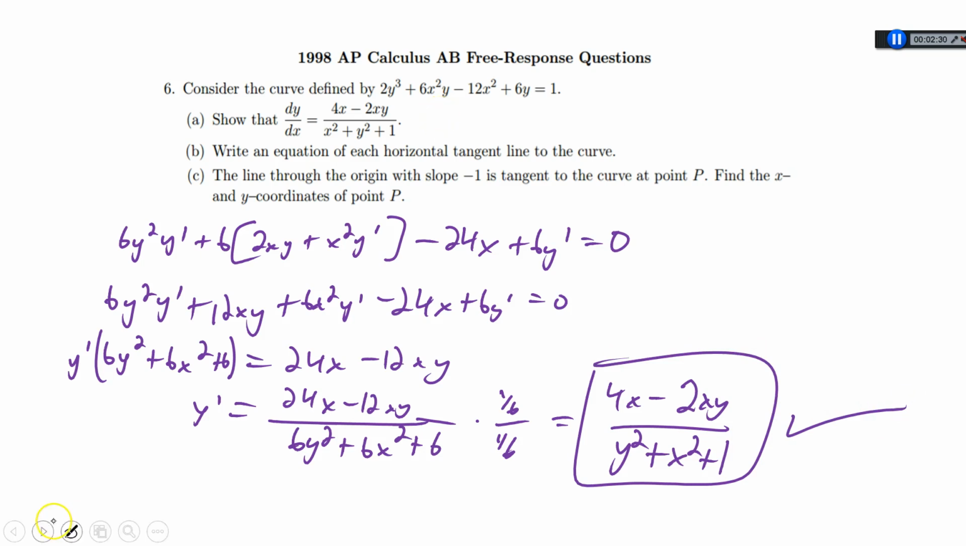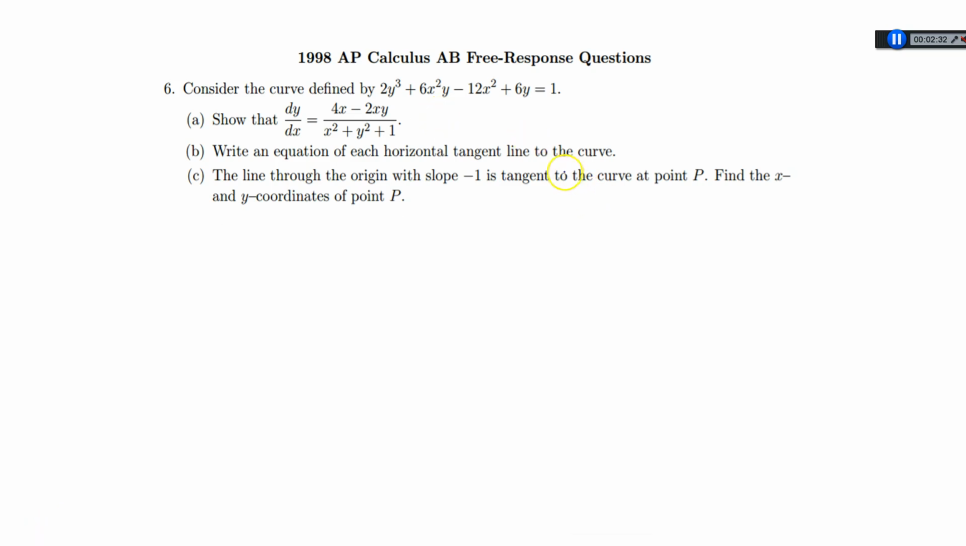Thank goodness. Now we're going to write an equation for all the horizontal tangent lines to the curve. For that we know dy/dx equals 0, because the slope is 0, horizontal. That means the derivative has to be 0. For that to happen, the numerator 4x minus 2xy has to be 0.